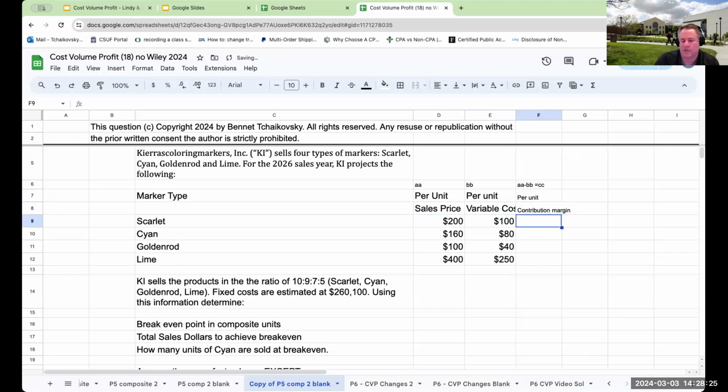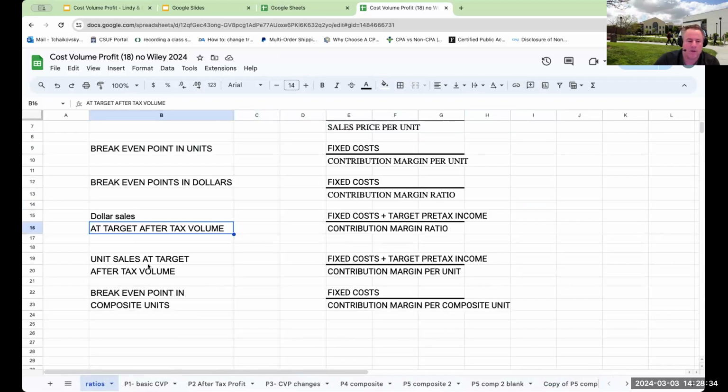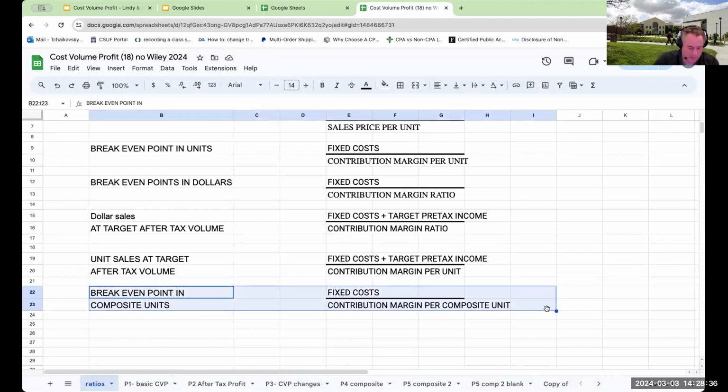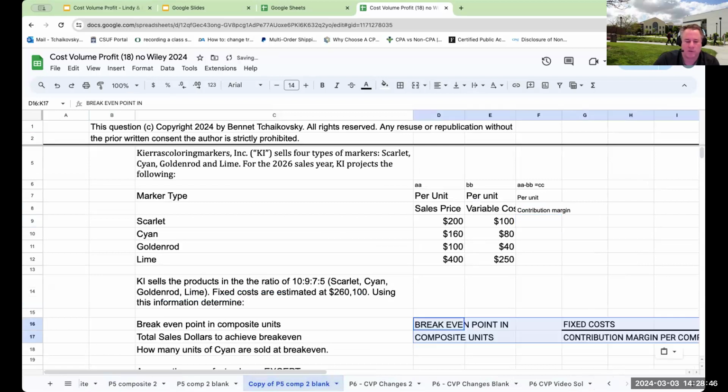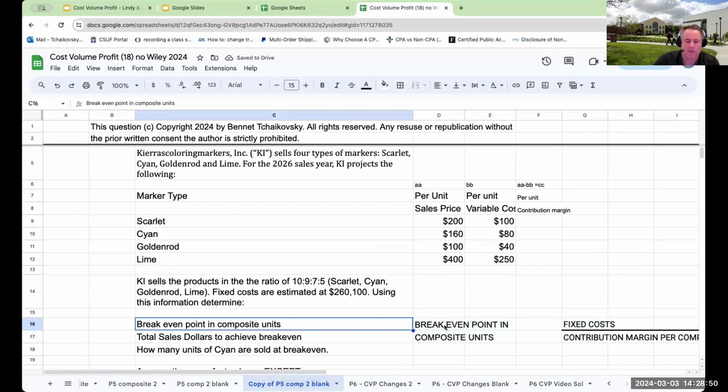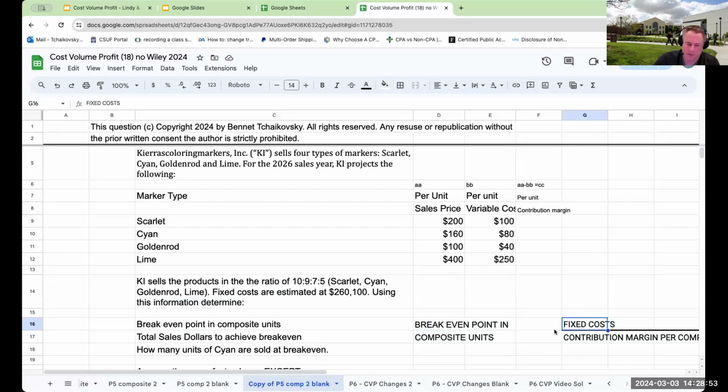That's the first thing we need to do, because this is the one where you're going to want to actually use the ratios. When I have a break-even point in composite units, what I'm trying to figure out is my fixed costs divided by the contribution margin per composite unit. So that's what we're trying to figure out.